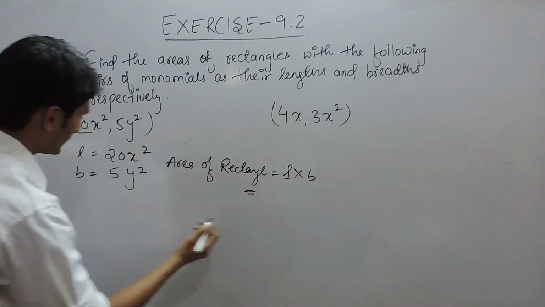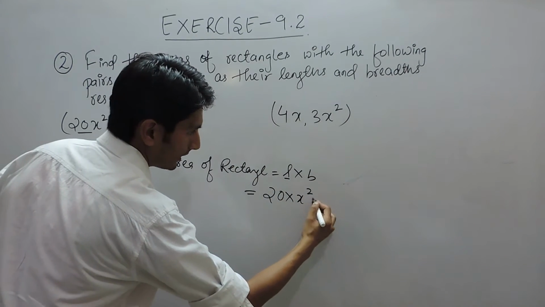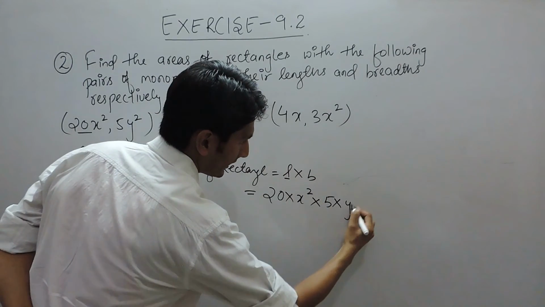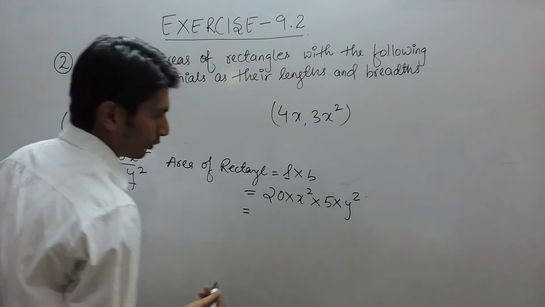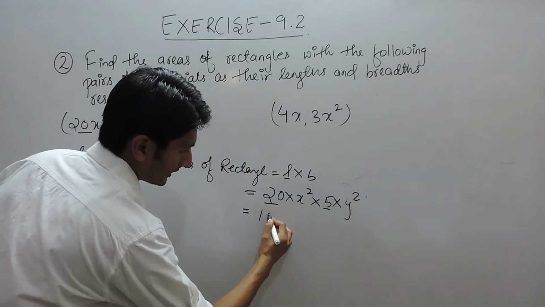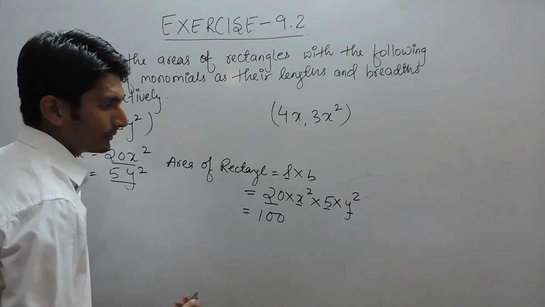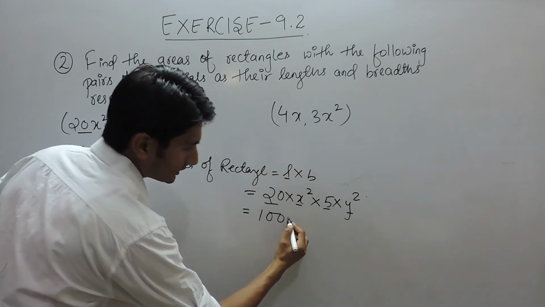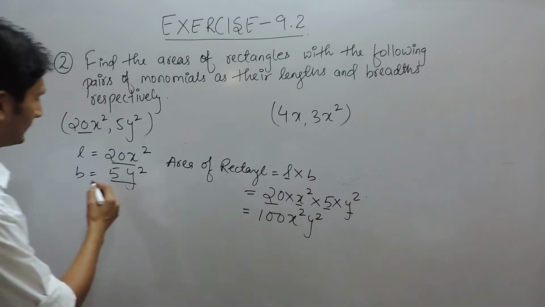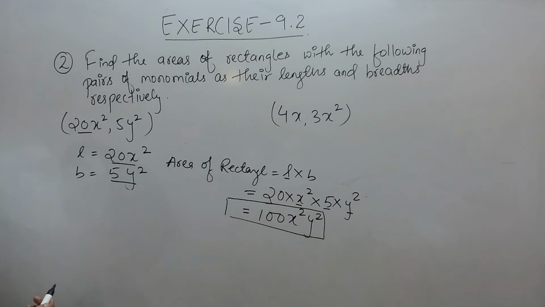For this case length is equal to 20x². So length will be 20 multiplied by x² and breadth will be 5y². Again, if you want to multiply this, constant term should be multiplied by constant term. So this will come out 100, and when variable is multiplied by variable, because these variables are different, these will remain as they are. So the area in this case must be equal to 100x²y².